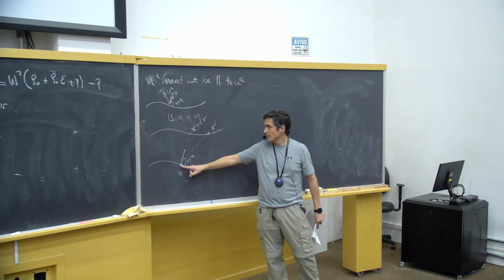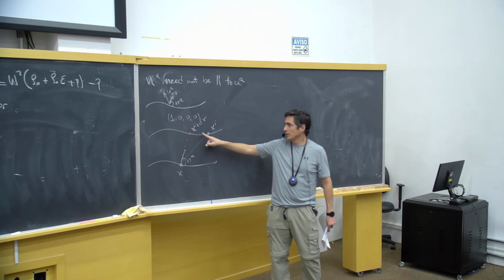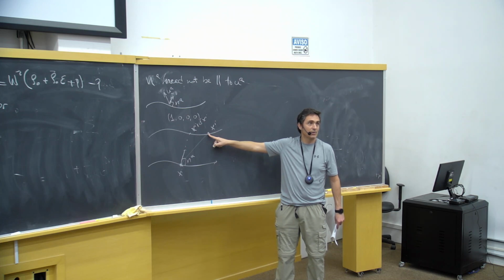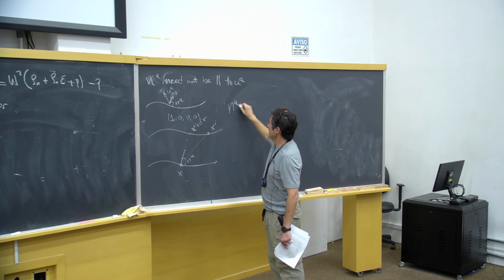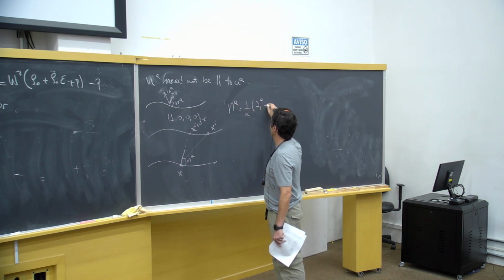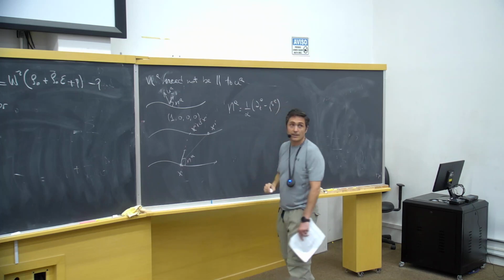And the relationship between going normal and going to the side and given the same labels is given by the lapse and the shift. So then this vector N^A, in terms of those, can be written as 1 over alpha (∂_t^A minus beta^A), let's say.